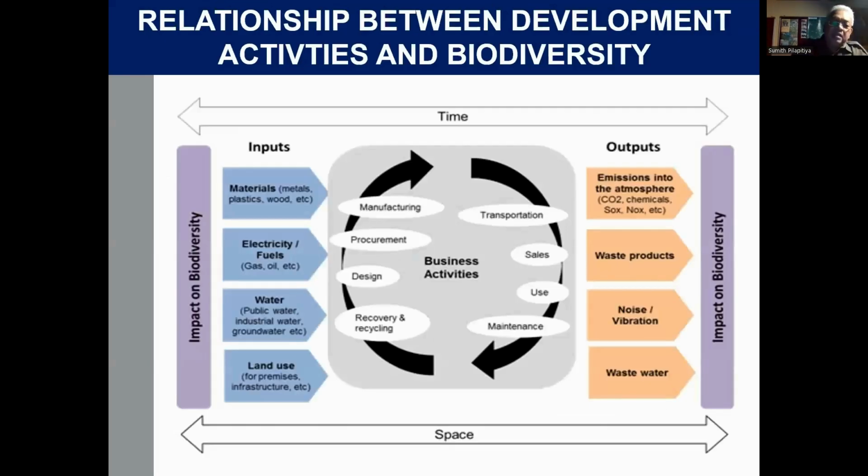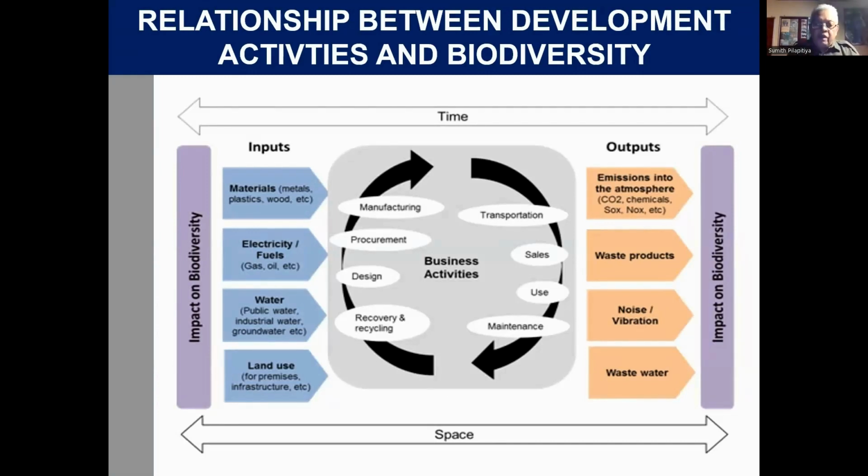Let me give you an example of making this link by taking the business sector, something that all of us are very familiar with. I'm trying to show you that you cannot do any type of manufacturing, transportation, or any type of business that we do in the world without having inputs that have an impact on biodiversity.